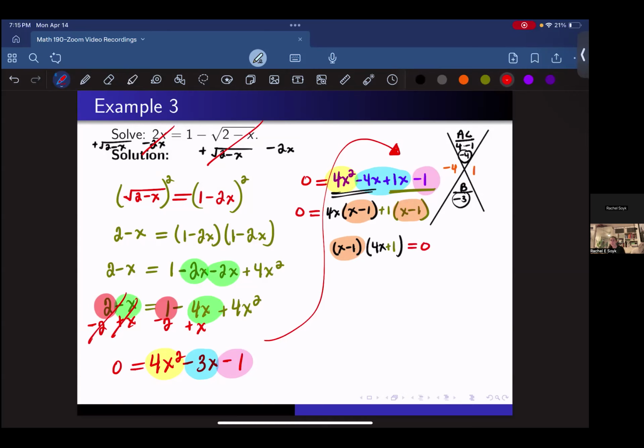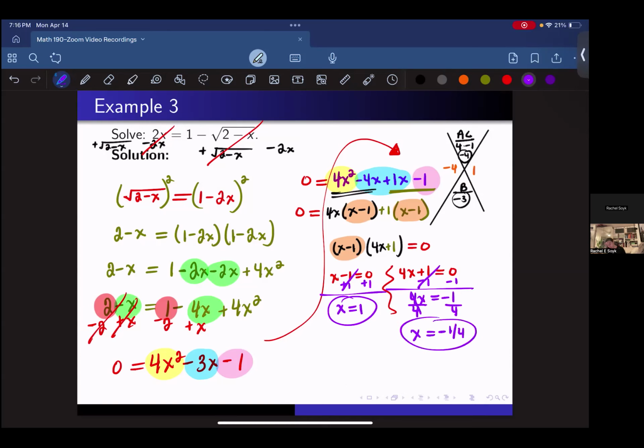Don't forget that this is all equal to 0. Because our goal is to find our potential values of x. So now we can separate, we can set x minus 1 equal to 0, and then we can set 4x plus 1 equal to 0. One potential answer is x is equal to 1. And then another potential answer is x is equal to -1/4.